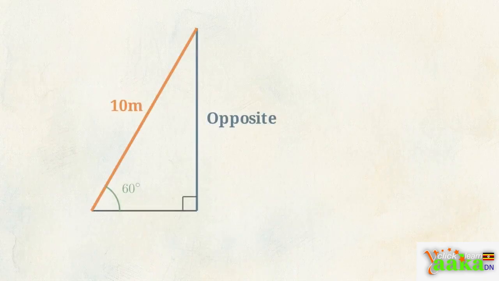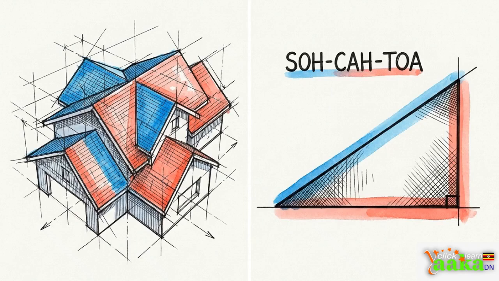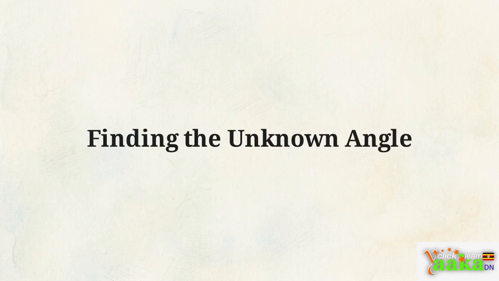With the calculator securely in degree mode, we multiply 10 by the sine of 60 degrees. The sine of 60 is roughly 0.866, giving us a final height of 8.66 meters up the wall. Using SOHCAHTOA allows you to convert a geometric layout into a single solvable equation that provides the exact physical length you need. Now let's look at a scenario where we know the distances, but we need to find the angle.